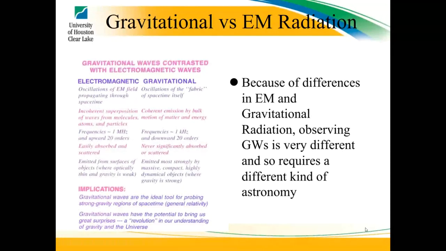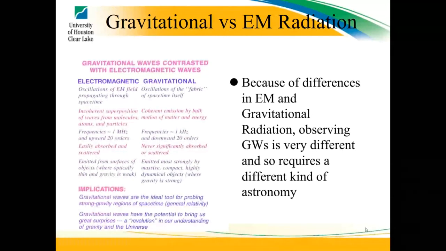So the difference between gravitational and electromagnetic radiation is that you can see here on the two columns, I have the electromagnetic radiation on the left and the gravitational on the right, where electromagnetic radiation are basically oscillations in the electromagnetic field, and they propagate through space-time. In other words, they're just electric and magnetic waves. Gravitational waves, on the other hand, are oscillations in the fabric of space-time itself. So it's a completely different phenomenon. That means you can't detect them in the same way.